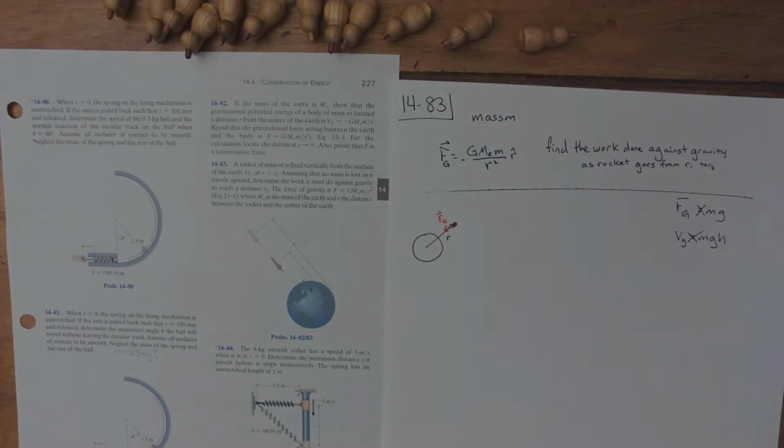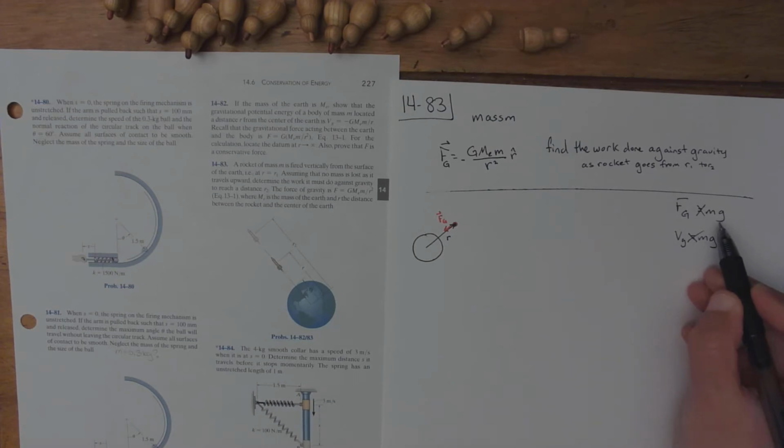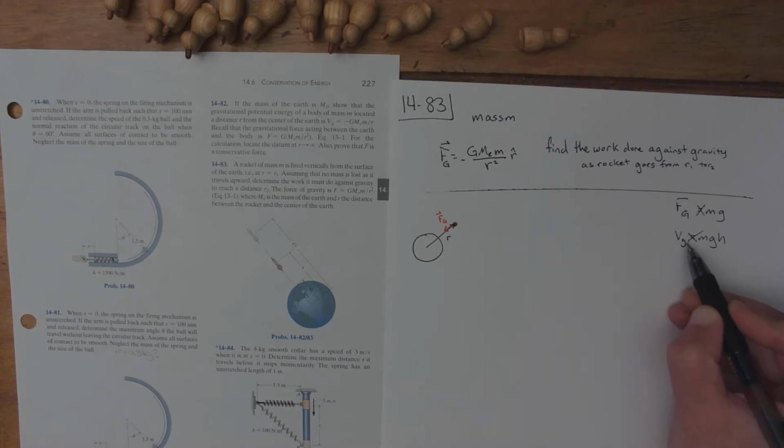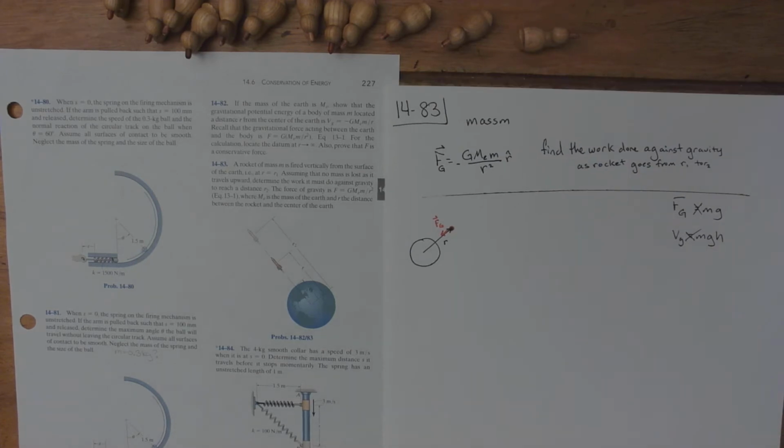Maybe I should have mentioned this in the previous problem, but 82 and 83 are probably the only problems in this book where we cannot say the force of gravity is equal to the mass times little g. And because we cannot say this, we also cannot say that the gravitational potential energy is equal to the mass times little g times h. So instead, we have to integrate to find the work done.